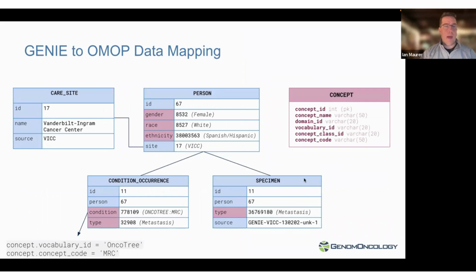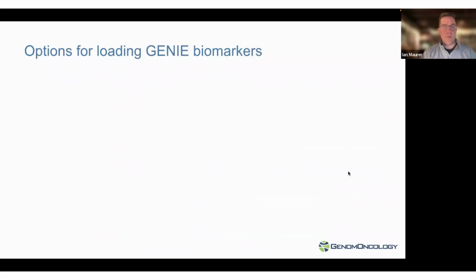And then I mapped the GENIE data to OMOP, using the data set that came from the Synapse website. I was able to map that into OMOP, and this is an example of a specific case that was mapped in, and what fields I used to map them.